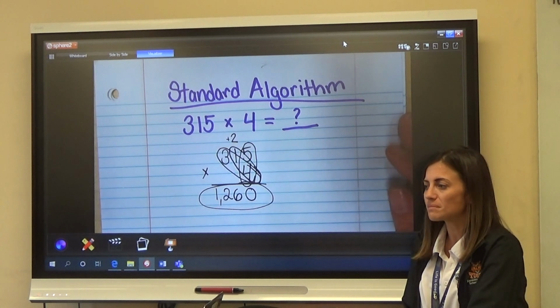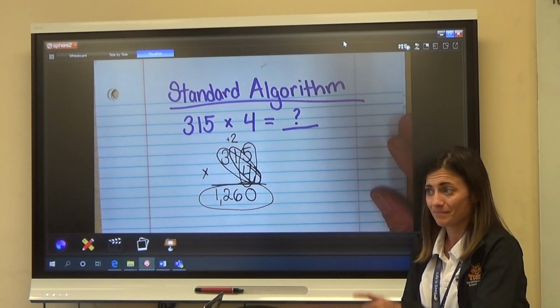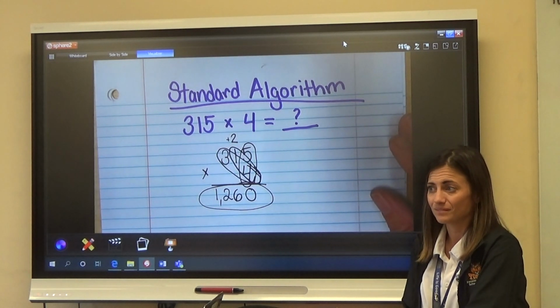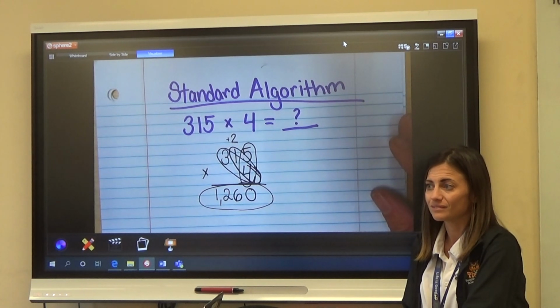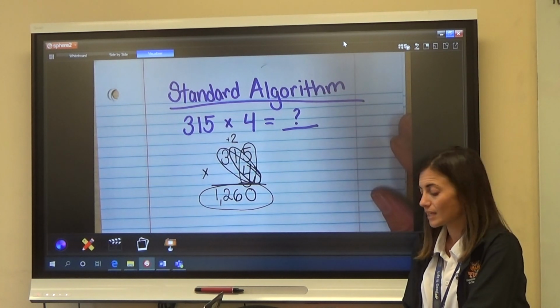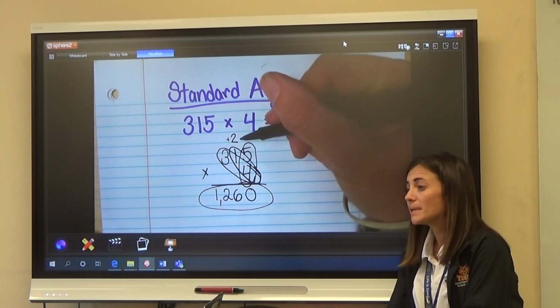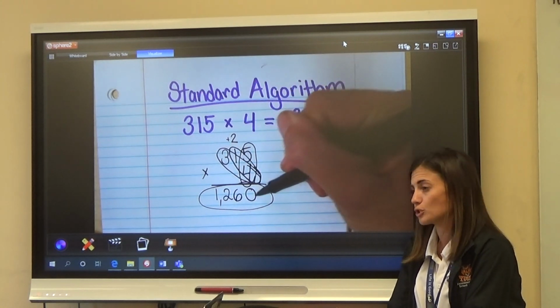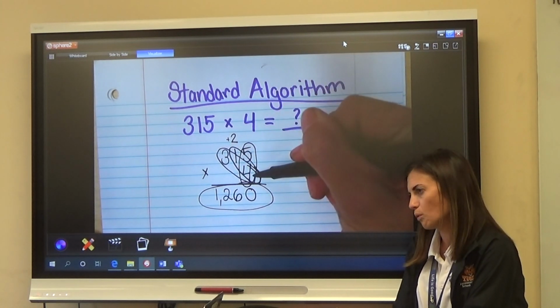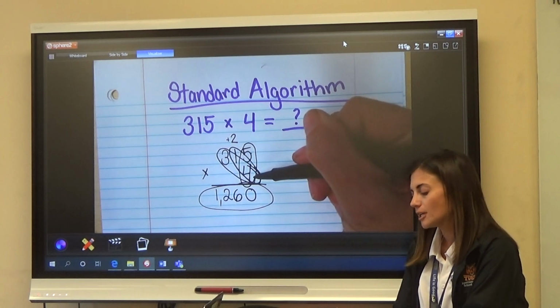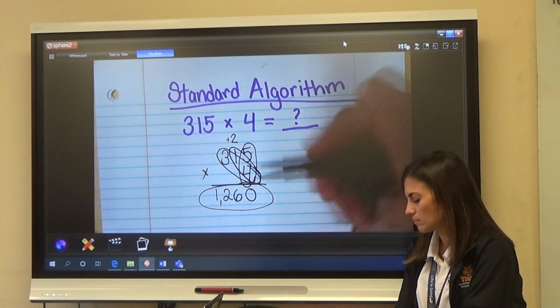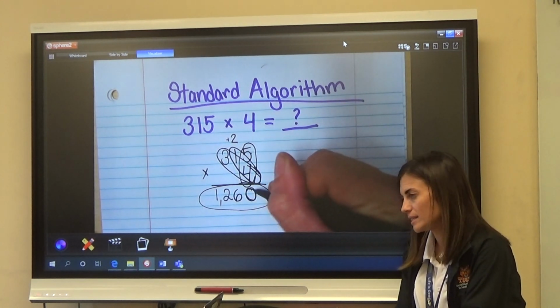Do I have any questions about my standard algorithm? Why do you have to add it by 2? We have to add the 2 because we carried it over from our first product. So when we got 5 times 4, that gave us 20. But we're only working in the ones column. So the 0 from 20 went down here.